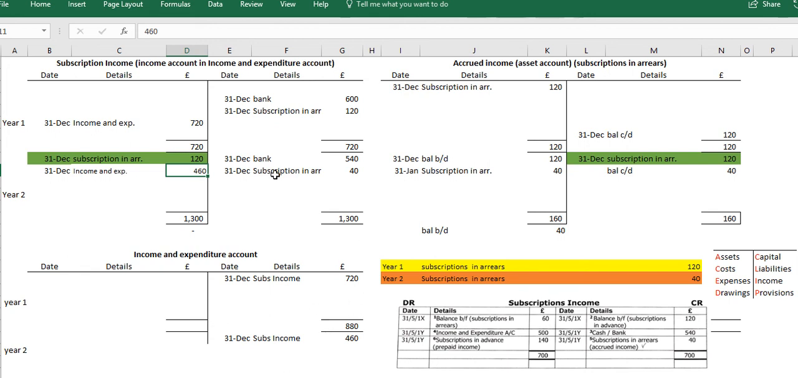So we can see that the total income, we might have had a total amount of money paid in for subscription fees of £540, but we had both subscription in arrears from the previous period and subscription in arrears relating to this period, which has impacted on that figure, which has meant that the actual income for the period was £460. So in this video I've demonstrated how to account for subscriptions in arrears, both from a previous period, but also to account for it in this current period.